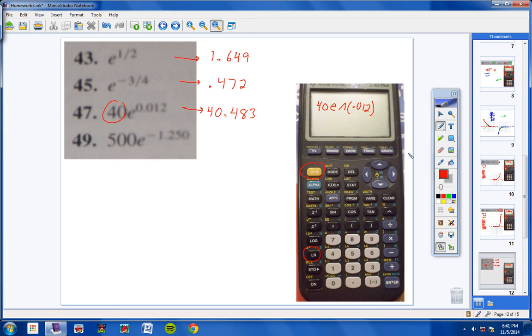And the last one here. The last one we would type in 500. Then hit the second, the natural log ln button, and your E will pop up with an arrow in a parentheses. And type in -1.250. Like this. Let me see what I get here.